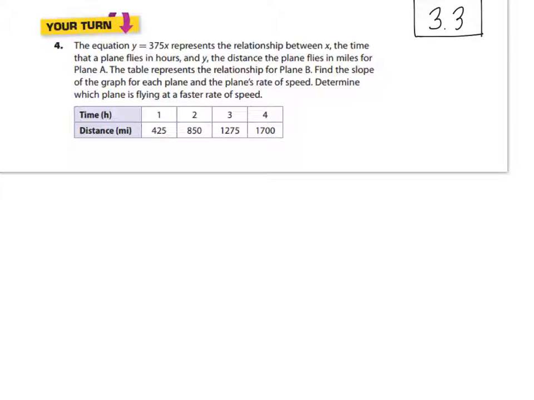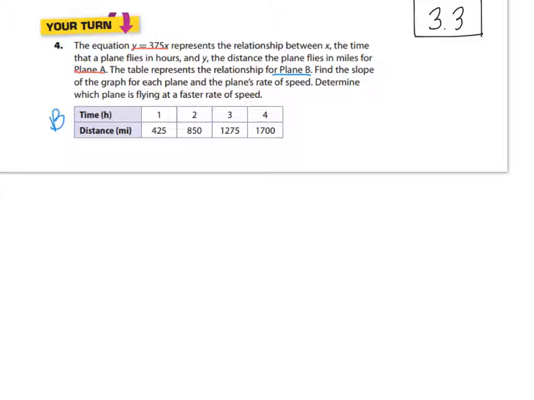So let's go ahead and read this your turn scenario. The equation y equals 375x represents the relationship between x, the time that a plane has flown in hours, and y, the distance the plane flies in miles for plane A. So let's go ahead and make plane A red, and it is an equation here. And the table represents the relationship for plane B. Let's go ahead and make plane B blue. Find the slope of the graph for each plane and the plane's rate of speed. Determine which plane is flying at a faster rate of speed. So this is plane B.